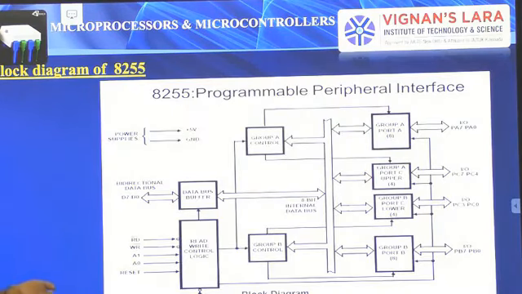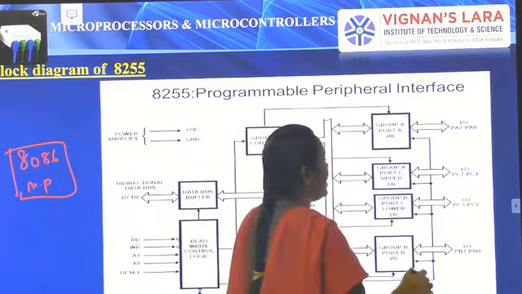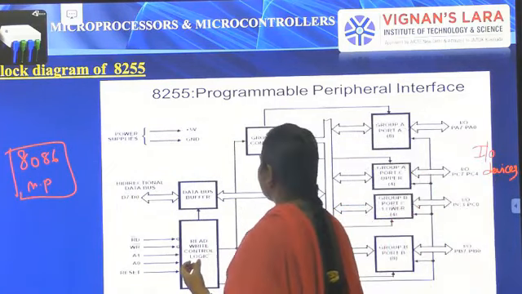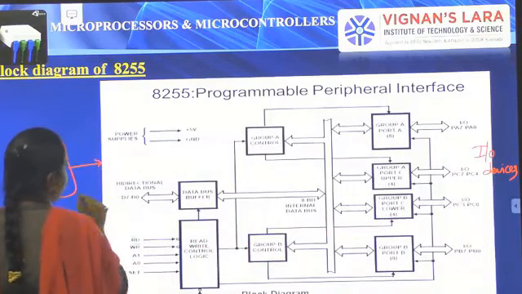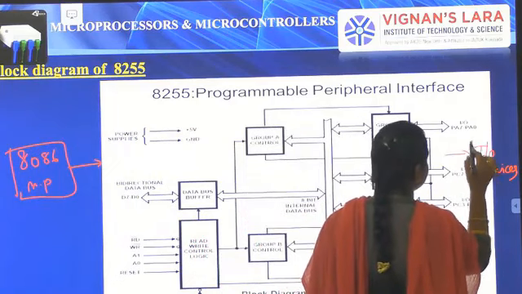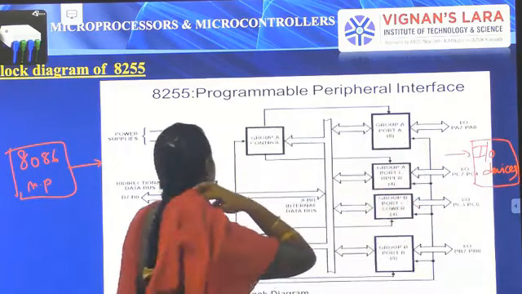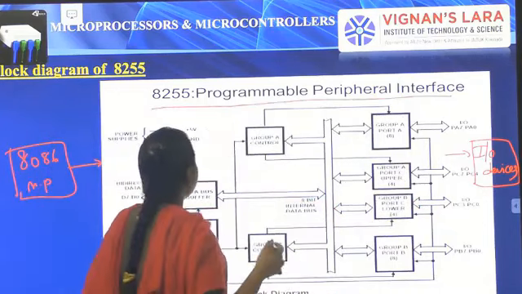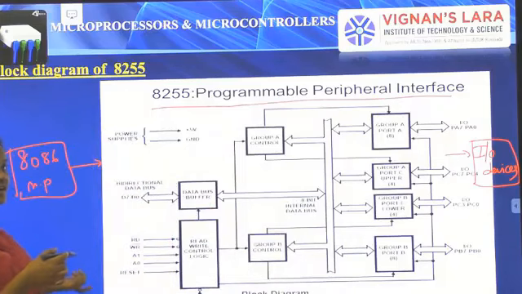Block diagram of the 8255 PPI. So for the 8255 PPI, assume that here we have an 8086 microprocessor, and here we have the input and output devices. See here, the 8086 is connected to this 8255 block diagram, and the input output devices are connected here. See here, we have the 8255 programmable peripheral interface. This is a block diagram for the programmable peripheral interface.